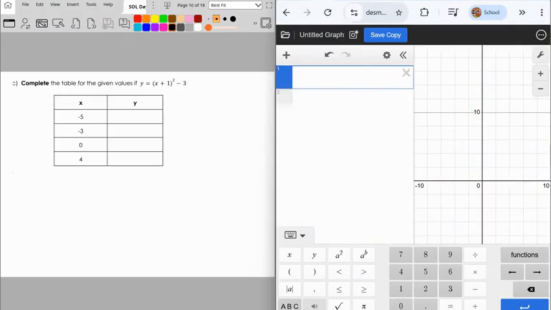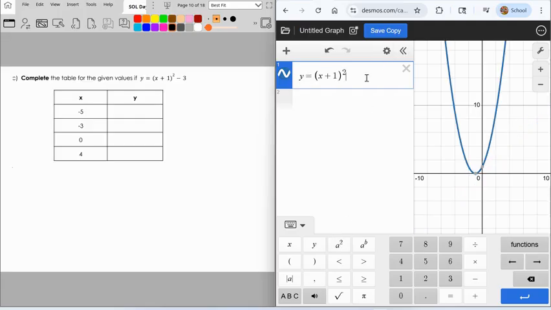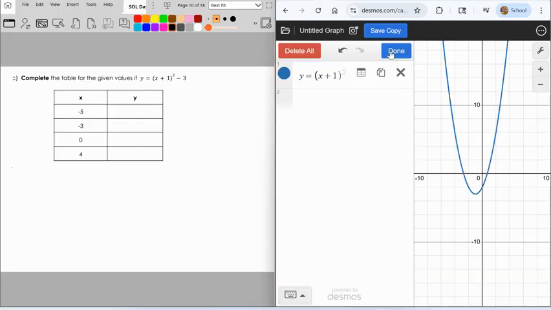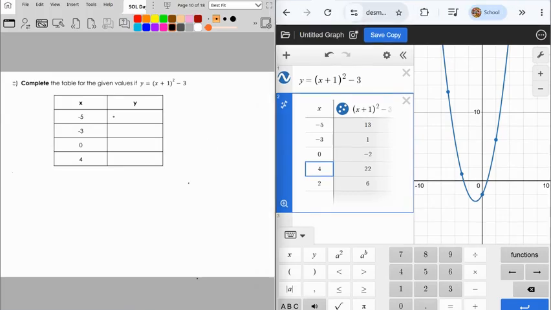So we're going to go ahead and again type in y equals (x plus 1) squared minus 3. I'm going to enter a table, and then these are the values I'm looking for. So I'm just going to change them. So that's -5, -3, we already have 0, and 4, and then I simply fill in the table. So that's going to be 13, 1, -2, and 22.